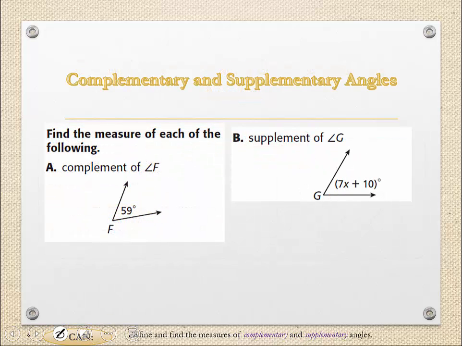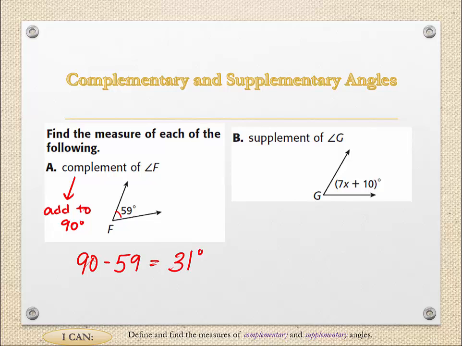So find the measure of each of the following. If I am given angle F here of 59 degrees and am asked to find the complement, that means I need something to add to 59 to make 90 degrees. So all we have to do is a little bit of subtraction. 90 minus 59 means that I need an angle of 31 degrees to make a right angle.